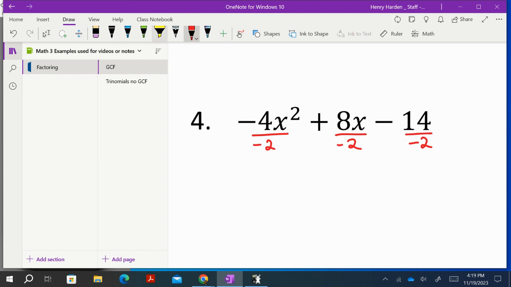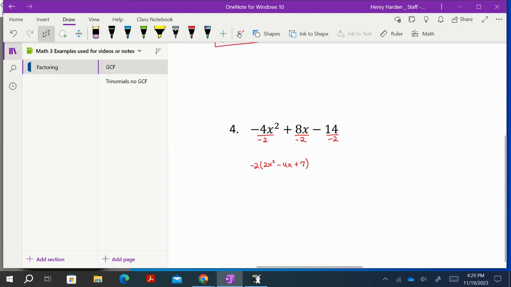And then what's going to happen answer-wise is I'm going to end up with a -2 in front. So now negative divided by negative is going to leave us with positive 2x squared. Now, positive 8 divided by -2 is -4. It changes that sign. And then negative 14 divided by -2 is positive 7. Okay, and that is our GCF.